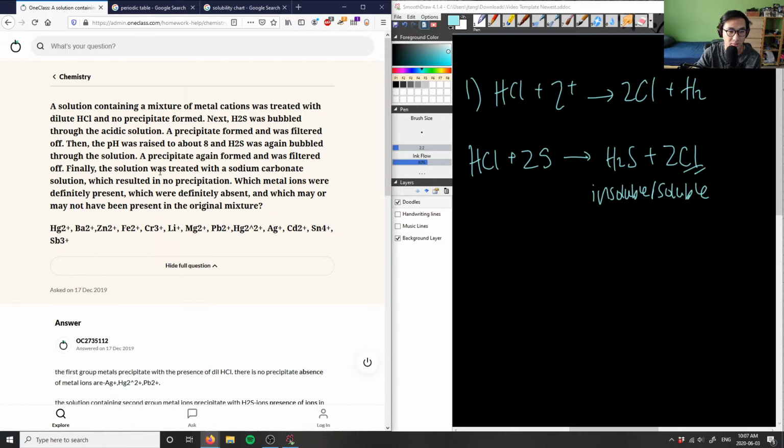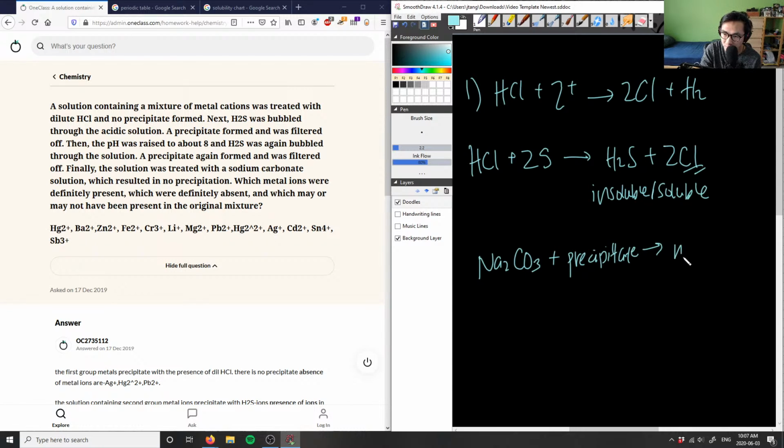And then it was finally treated with sodium carbonate solution. Sodium carbonate is Na2CO3, and this resulted in no precipitation, which means it's going to be fully in solution. So I'm going to add some type of compound that we make here. So this will be our precipitate.